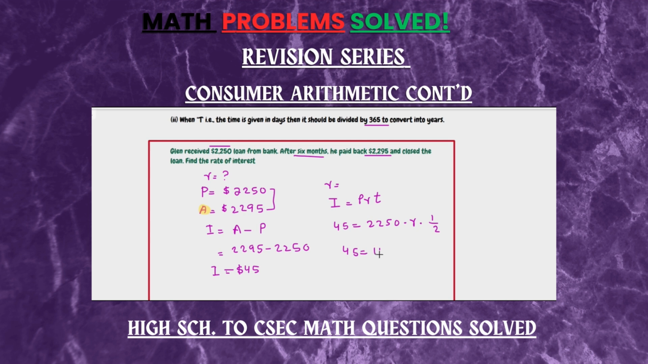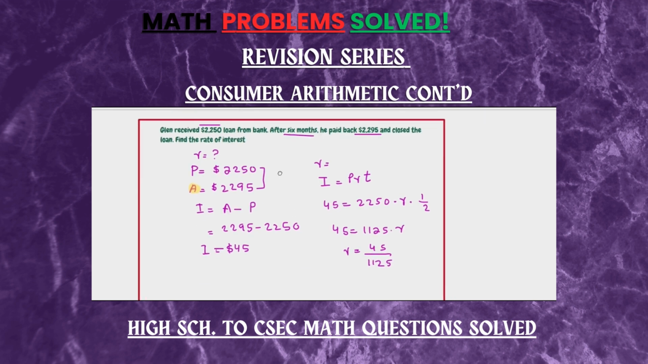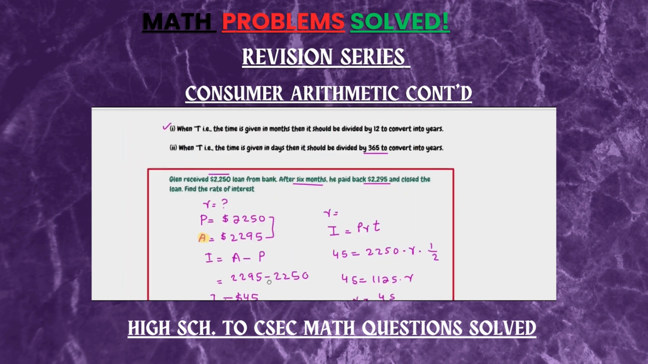So here you have to multiply these two numbers. 2,250 divided by 2 will be 1,125 times R, right? So what will be R here? R will be 45 divided by 1,125. So let's take the calculator. 45 divided by 1,125 will be 0.04, right? R equals 0.04, but this is not in percentage. This is just a decimal. So if you multiply it by 100, you will get the rate in percentage. That is 4%, right? So the interest rate will be 4%.